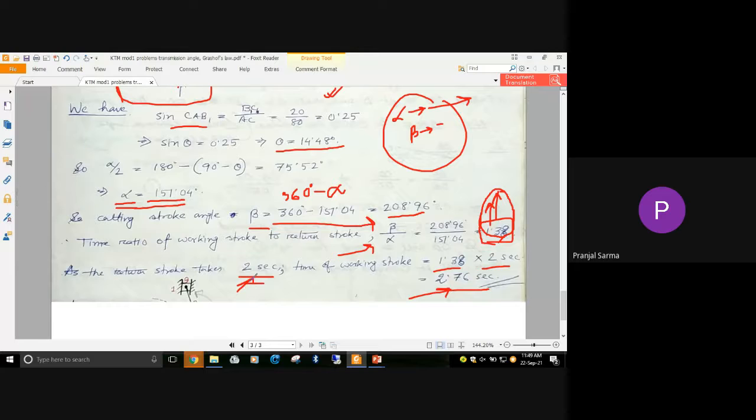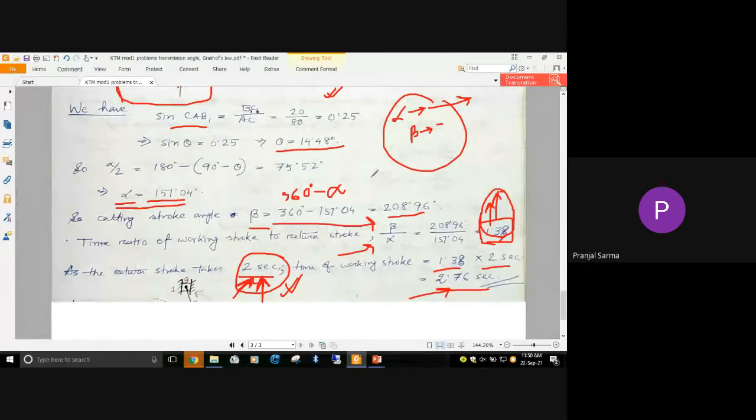From these two, which stroke is faster? The return stroke completes in 2 seconds, and the cutting stroke takes 2.76 seconds to complete. So definitely the return stroke is faster, because it is completed within a smaller amount of time. Shorter duration means fast; longer duration means slow. That's the simple logic. So this justifies the quick return mechanism.